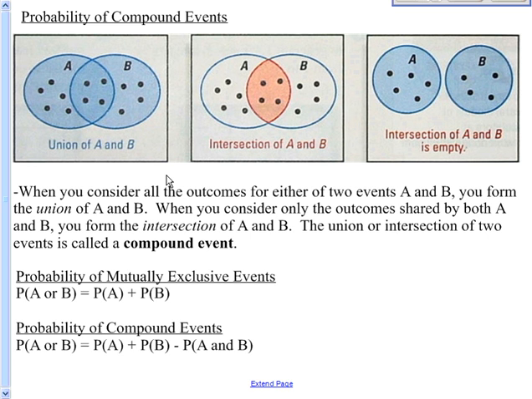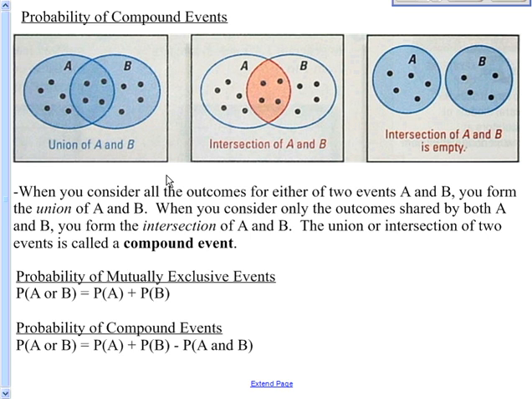Now, if you look at what's called the intersection, the middle diagram here, that's showing you the intersection of A and B. So the outcomes that both A and B share. That's your intersection. And finally, the diagram on the right, that's showing you A and B where there is no intersection. They don't share any outcomes. That's called mutually exclusive events. Event A and event B are mutually exclusive. They have no intersection there.